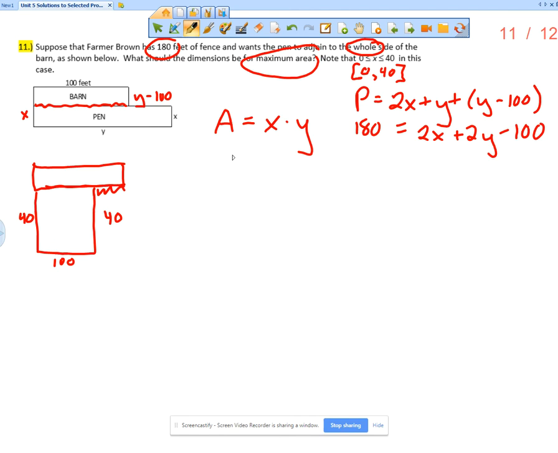All right, and so this is another critical number test question. Okay, so make sure you remember that domain when you're going through this problem.